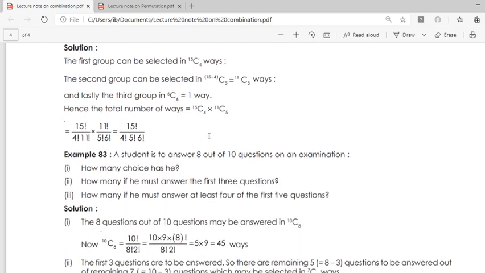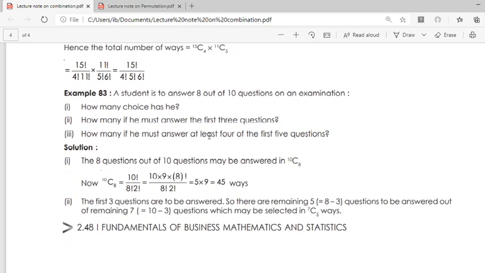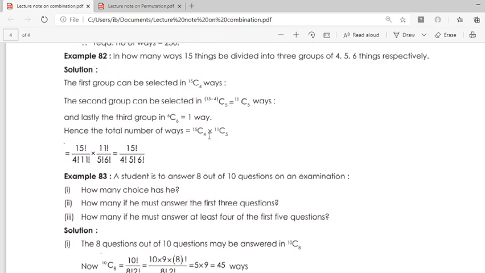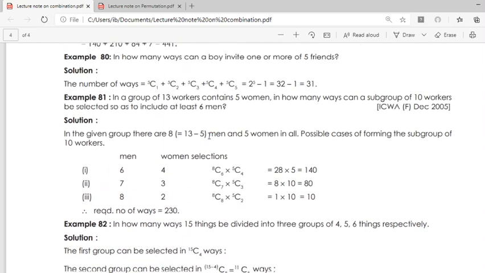Okay, I think I still need to explain. Now others, let's go to example 81. In a group of 13 workers contains rather 5 women. In how many ways can a subgroup of 10 workers be selected so as to include at least 6 men?